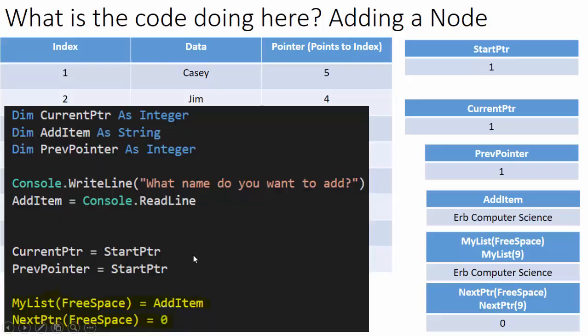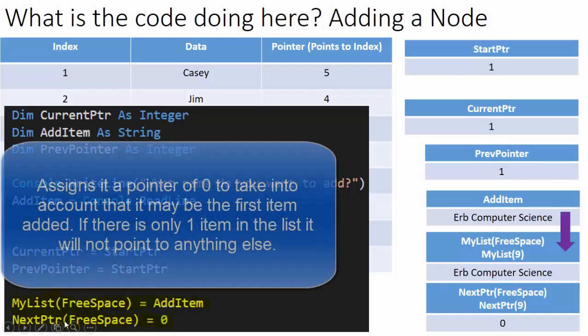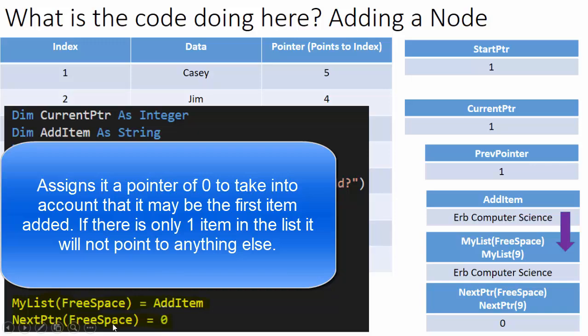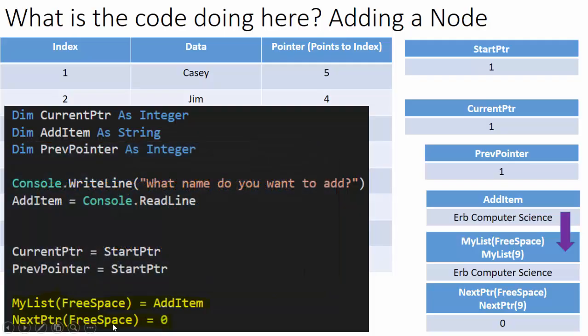Let's move on to the next spot. So the next spot says my list free space equals add item, next pointer free space equals 0. So what do we have going on here? Well, add item, we are storing in mylist free space. Mylist free space is 9 because our free space value was 9. So we're adding to the array herb computer science. But now we have to give the item we just added a pointer. Right now we're going to start giving it a pointer of 0. We will need to update that pointer, but we start with 0. That's the end of the list, but we haven't evaluated to see if it goes in the right spot.